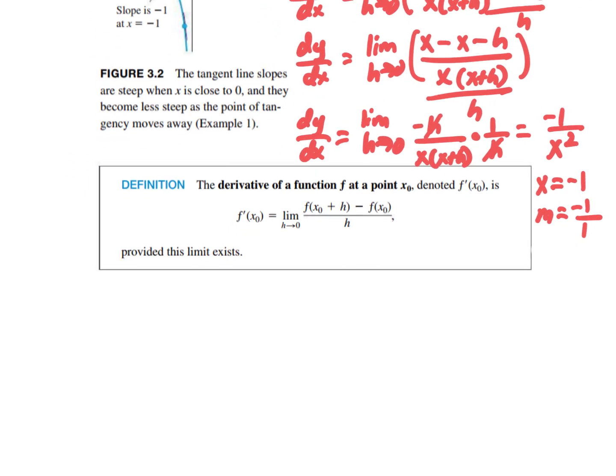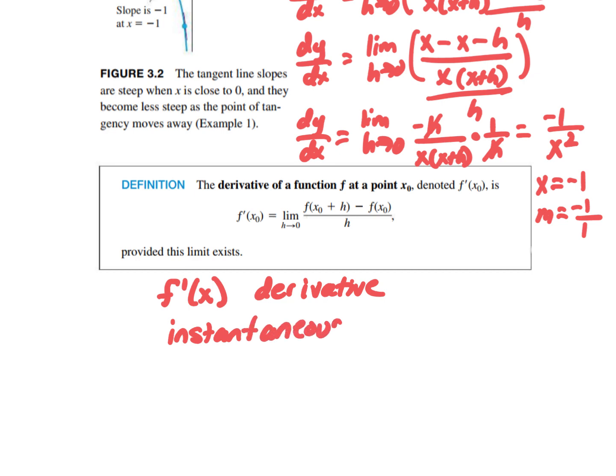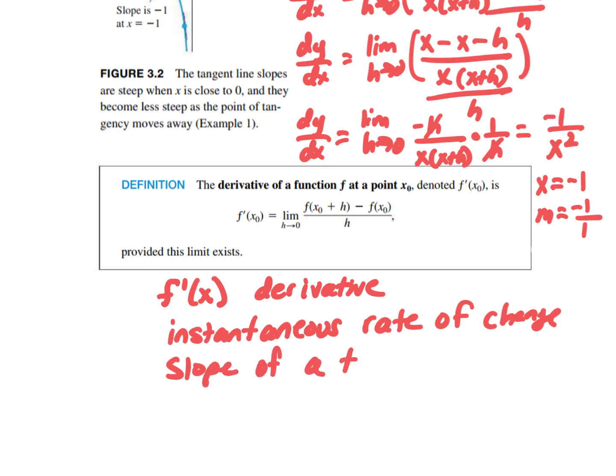So again, we're talking about the derivative of a function is a slope at any point. There's a couple of ways they could express derivative of a function. They could ask you to find the derivative. They could ask you to find the instantaneous rate of change. They could ask you to find the slope of a tangent line to the curve.